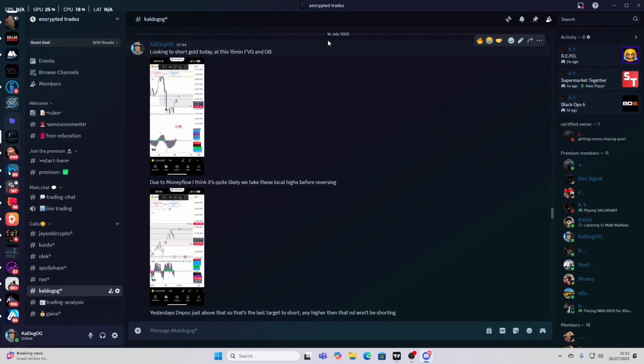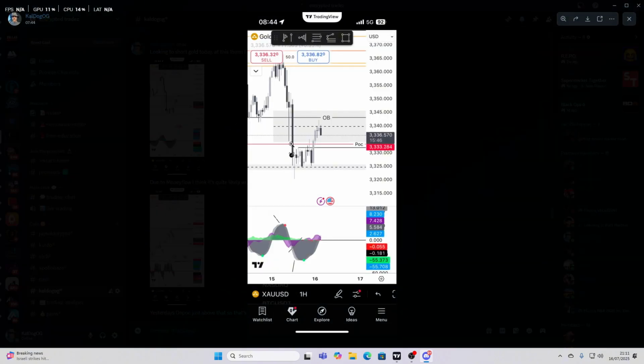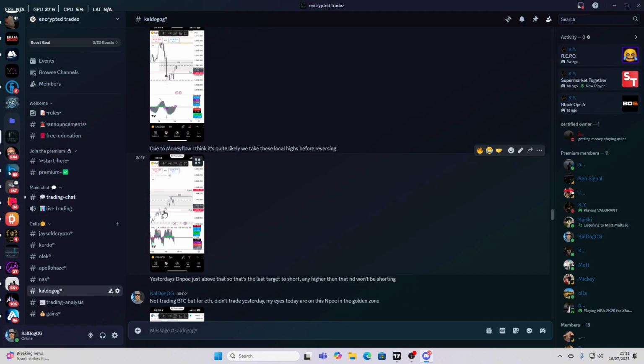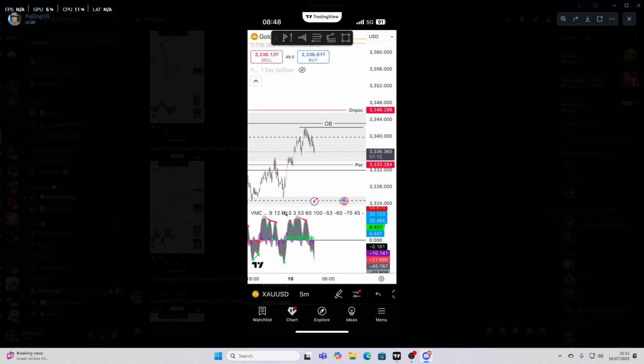So today, 16th of July, this morning, looking to short gold at the 50-minute FVG, and there was an order block on hour, just here at these lows that came across, and there was a 15-minute fair value gap. And as I was starting to look for the trade, first came into that area, and this money flow here hadn't came down. So when it pumped up here, hadn't came quite down.